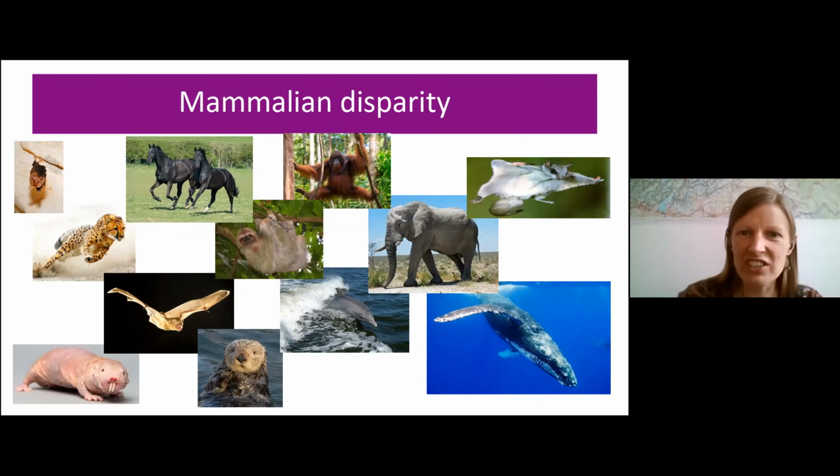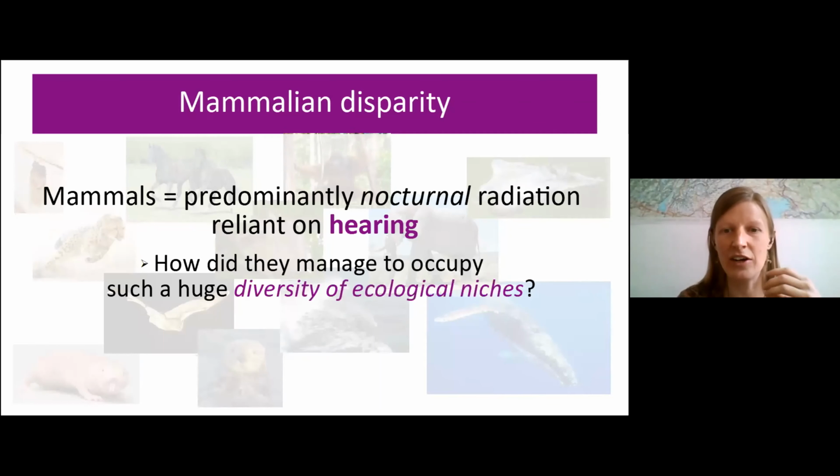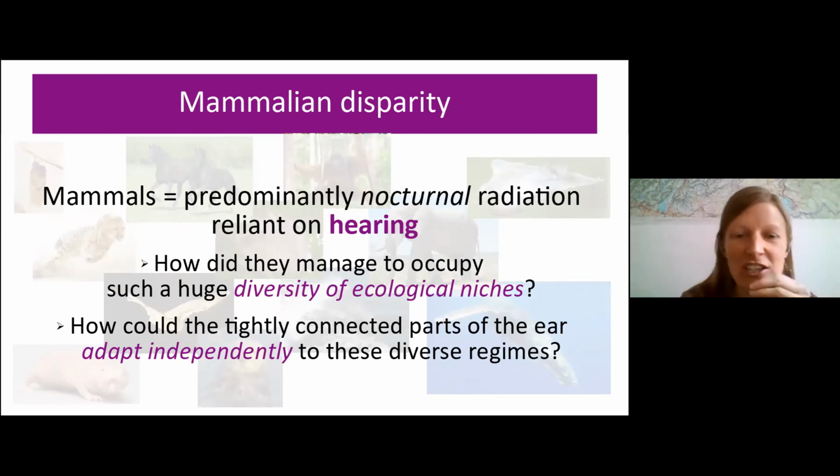So the question that arises is that mammals, which are predominantly a nocturnal radiation, especially at the base of the evolution, rely on hearing. So how can this group that relies on hearing manage to occupy such a huge diversity of ecological niches, given the tightly connected ear, which is many different parts completely connected? How can they adapt independently to these diverse functional and environmental regimes?